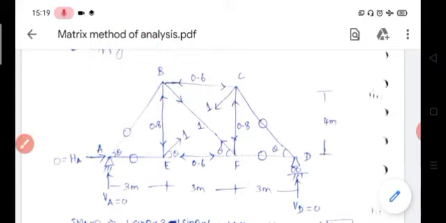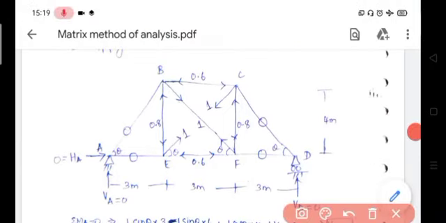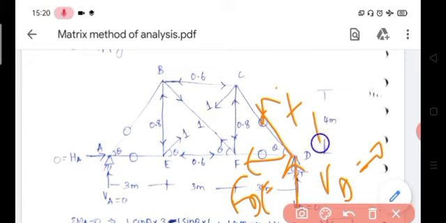Then consider joint D. Joint D has totally 3 forces. Okay, one vertical reaction Vd which is equal to 0, then FDF force, then FDC force. Now apply equilibrium equation for this joint, summation of H equals 0 and summation of V equals 0. So from that equilibrium equation we found the member forces are equal to 0.